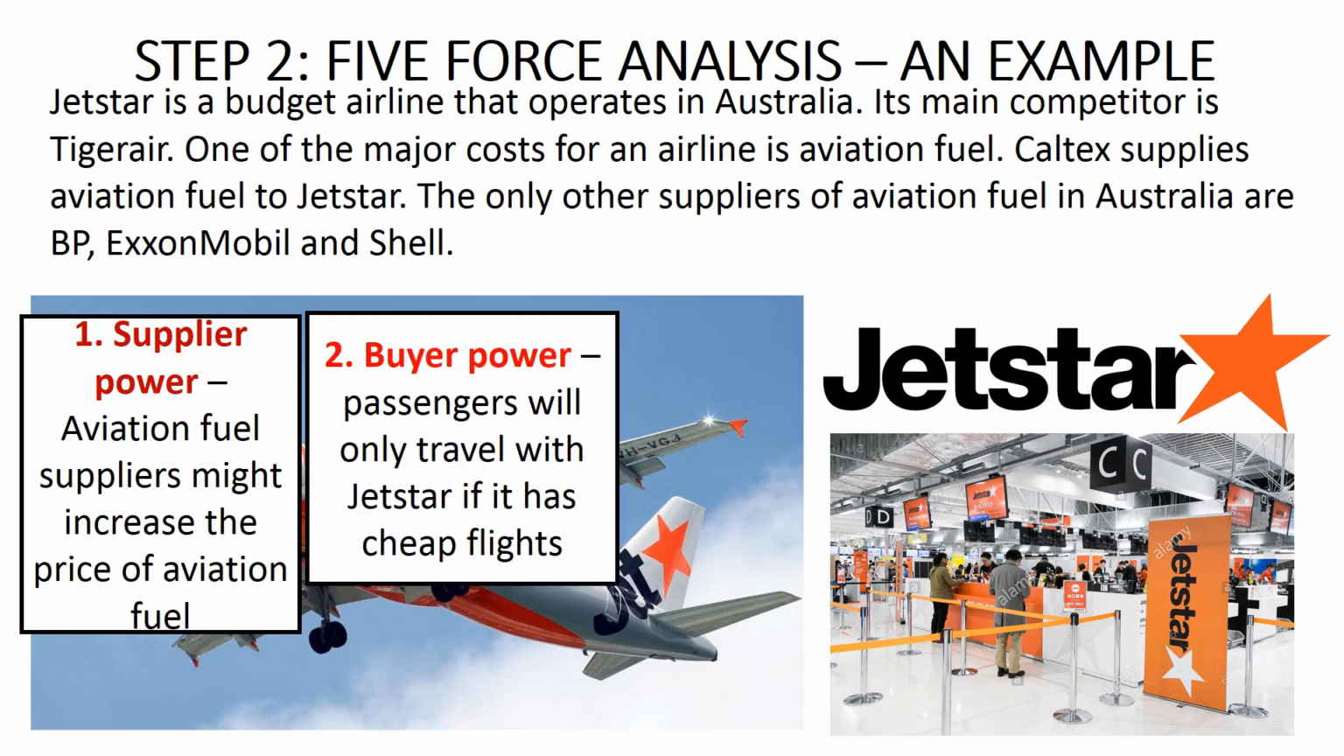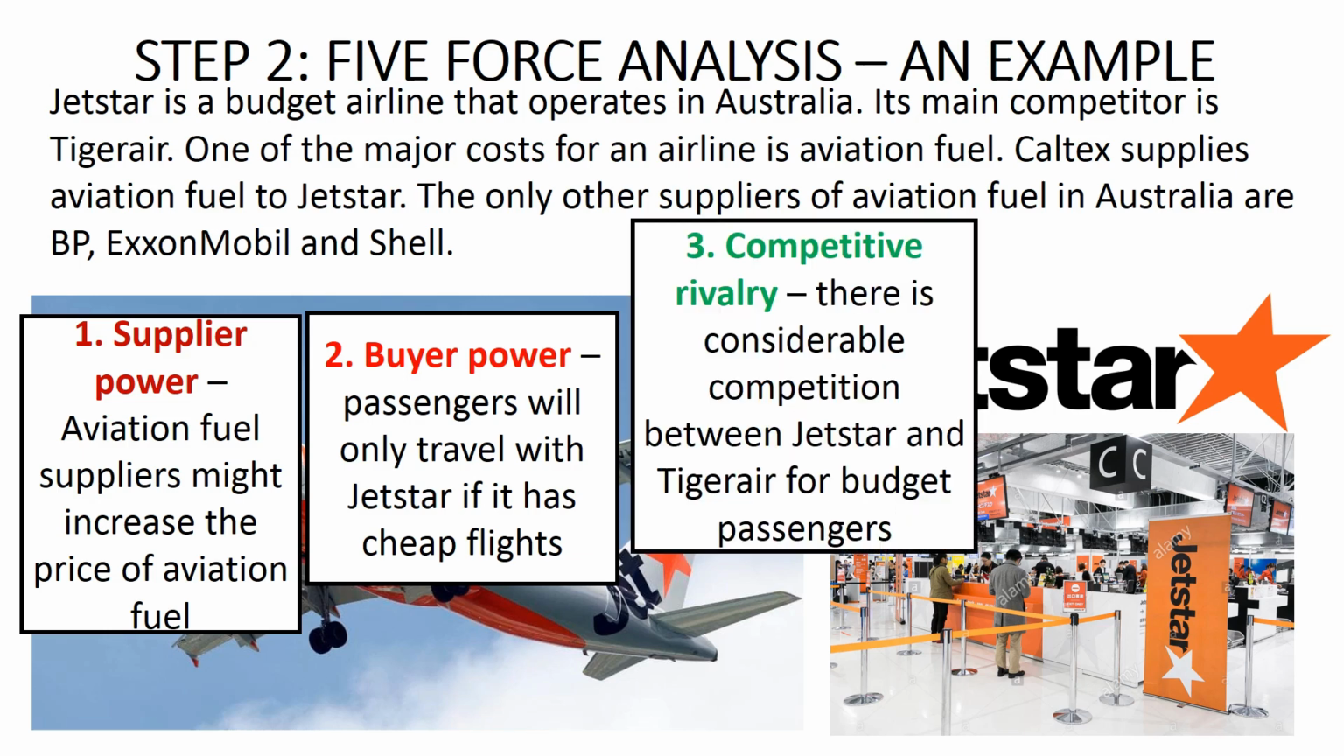The second force that we looked at is buyer power. Now, passengers will travel on budget airlines because they want cheap flights. Passengers have very high buyer power because they will only travel with Jetstar if it has cheaper flights than Tiger Air. If Jetstar's ticket prices are higher than Tiger Air's ticket prices, it is highly likely that these very price-conscious passengers will switch from Jetstar to Tiger Air.